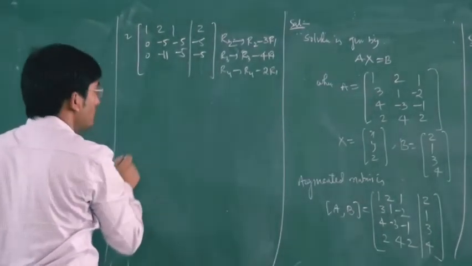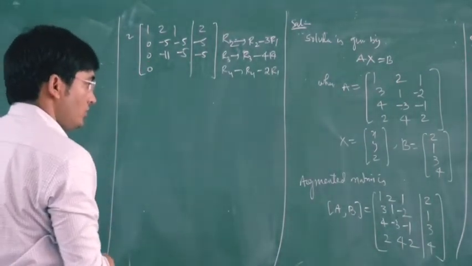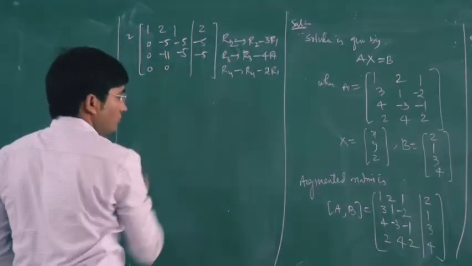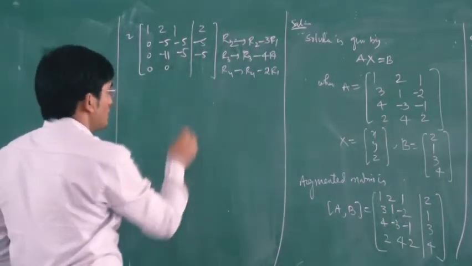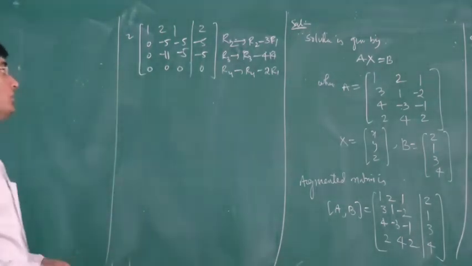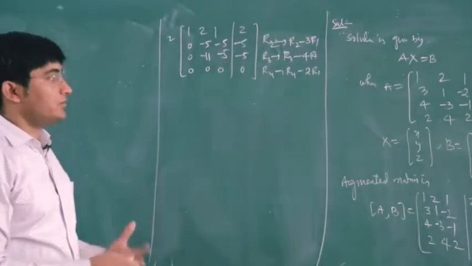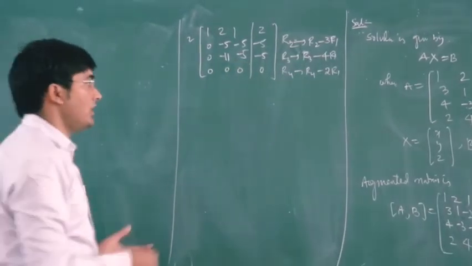And the fourth row is R4 - 2R1. So this is 0, and again 0; 2 - 2 is 0, and 4 - 4 is 0. So the rank of the matrix is 3, and it is equal to the number of unknowns.